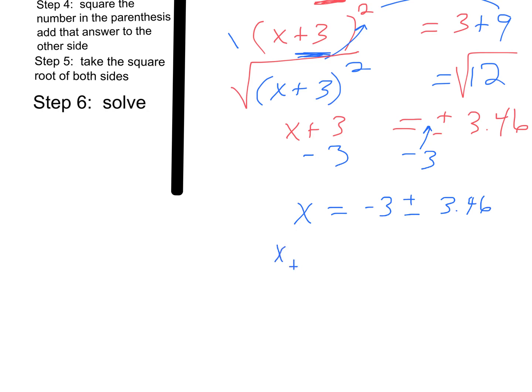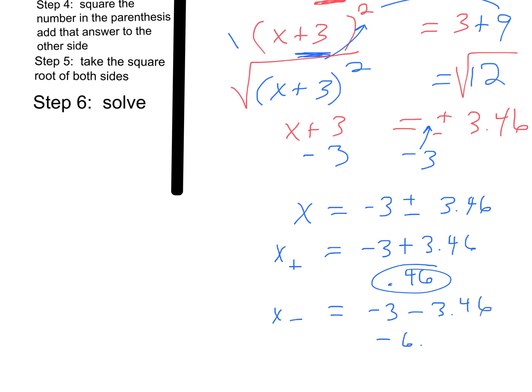So the x positive says we are going to take negative 3 plus 3.46, which is 0.46. X negative says we're going to do negative 3 minus 3.46, which is negative 6.46. And that's it. Again, the only real difference and thing we had to worry about with this one compared to all the other ones we saw was that lead coefficient. So you just divide it away, and everything's as right as rain.